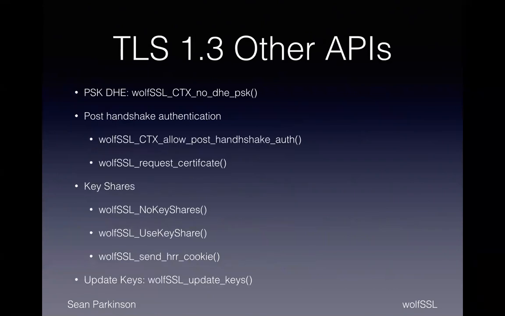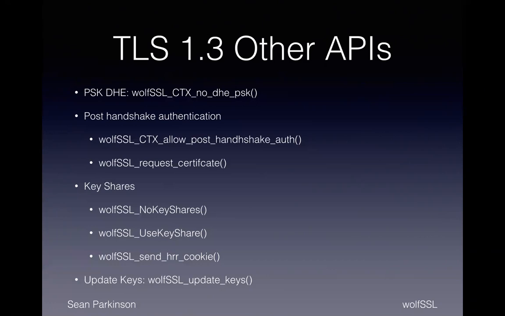Other APIs for other features. Using ephemeral Diffie-Hellman with pre-shared keys is the default behavior, which is there for security, to make sure that there's forward secrecy. But this can be turned off on the client using wolfSSL context no DHE PSK. An extension will be sent in the client hello as per the standard, and the server can choose not to perform the key exchange. So it's still up to the server to choose not to do that.